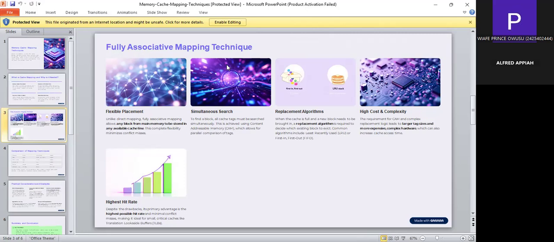There are also replacement algorithms. When the cache is full and a new block needs to be brought in, a replacement algorithm decides which existing block to evict. Common algorithms include least recently used, that's LRU, or first in, first out, FIFO.